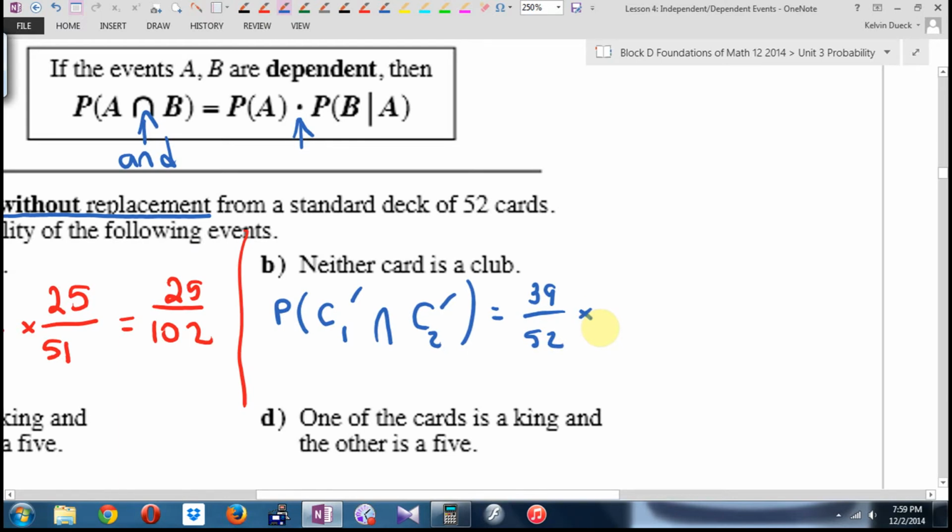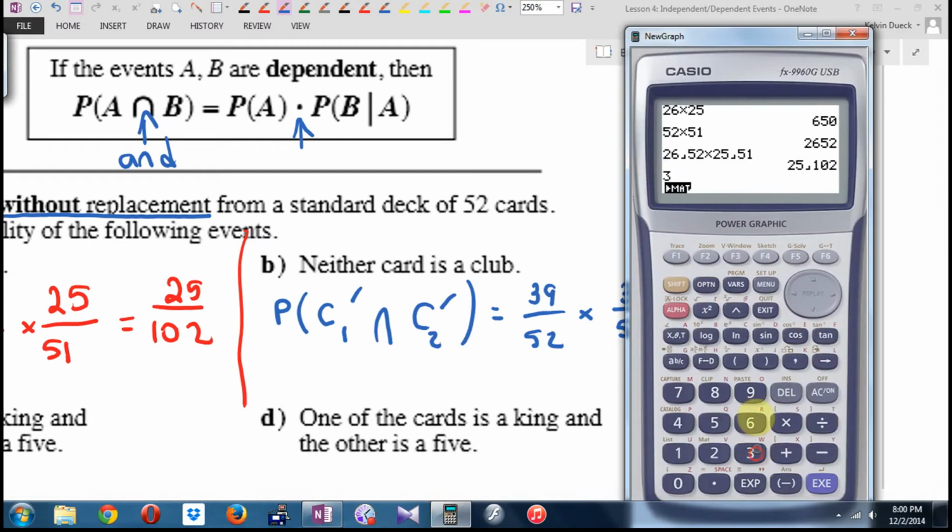Okay, you picked a non-club. You're holding it in your hand. Now you're going to pick another card. How many non-clubs are left in the deck? No longer 39. You're holding one in your hand. Now it's 38 out of how many cards are left in the deck? 51. Top times top, bottom times bottom. 39 times 38 over 52 times 51. It's going to be 1482 over 2652, or in lowest terms, 19 out of 34.